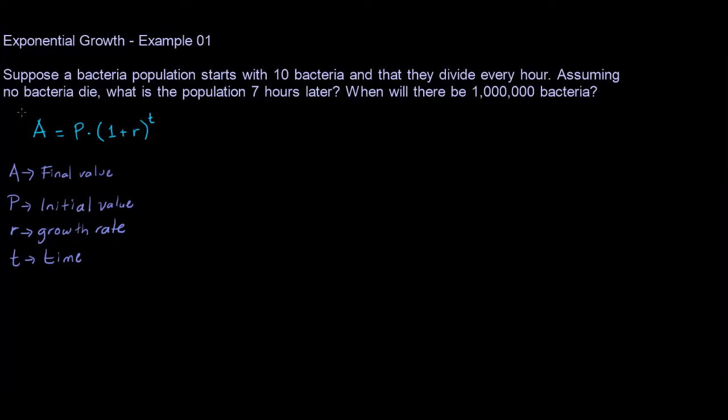So I have here my super nice formula for exponential growth, which is A equals P times the base 1 plus r, raised to t. And here is what everything stands for. A is for final value, P is the initial value, r is the growth rate, and t stands for time. So let's see what we got here in our setting.